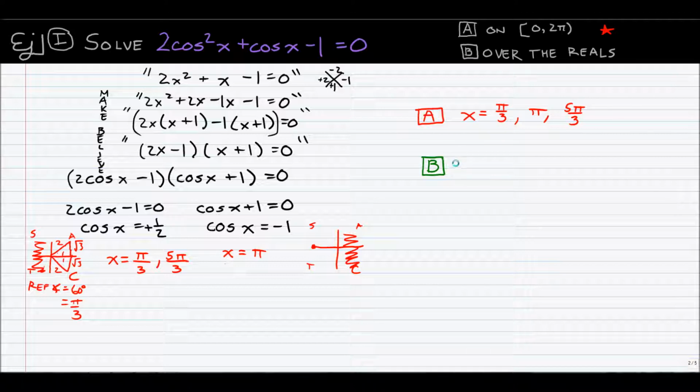So here's how I think you could probably write these answers. We can do the x equals, and then we write our 3 values. But we leave some space because we're going to need to indicate that we're going to add the period over and over again.